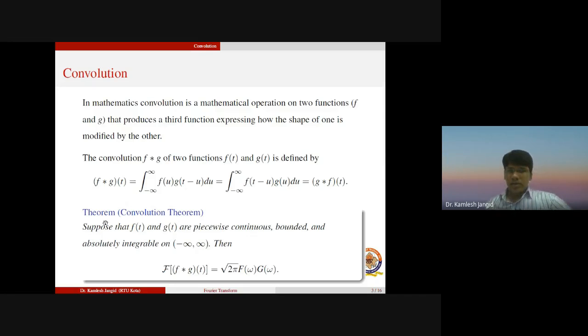So this is the mathematical definition of the convolution of two functions f and g. Next is the convolution theorem for the Fourier transformation. Suppose that f of t and g of t are piecewise continuous, bounded, and absolutely integrable over the real axis from minus infinity to plus infinity. Then the Fourier transformation of the convolution of the two functions f and g is equal to the product of their Fourier transformations times root of 2 pi. So this is our convolution theorem. For the detailed proof, you may go through any book related to the Fourier transformation.